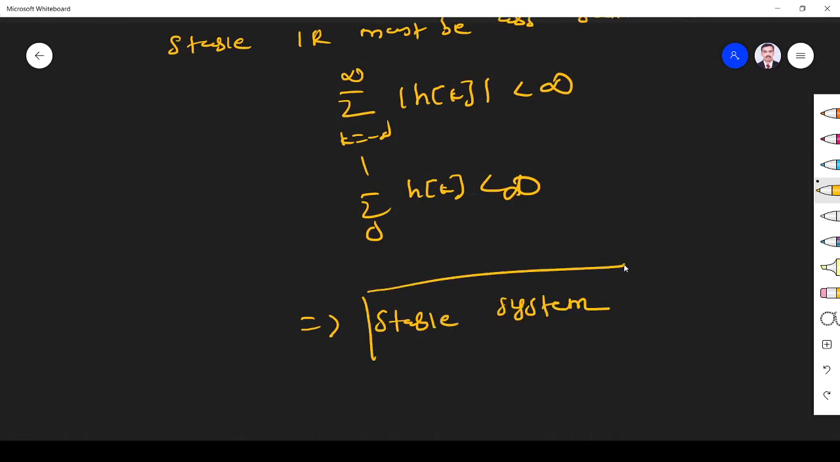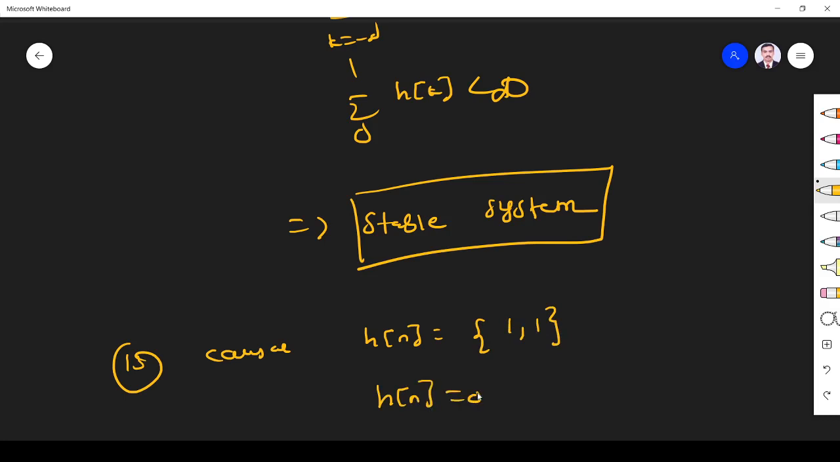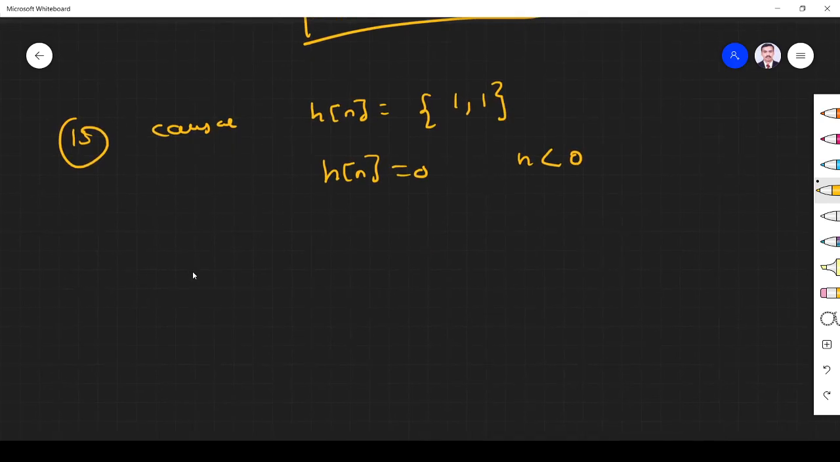This is another way to check whether a system is stable or not. This we studied. It is concept number 12 we studied. 13. A system is said to be causal with respect to impulse response if the impulse response has value only for positive n. That is, h of n must be 0 for n less than 0. Here you see h of n is available only at n equal to 0 and 1, not less than 0. So h of n is 0 for n less than 0. So surely it is a causal system.